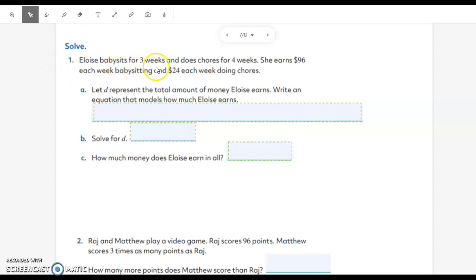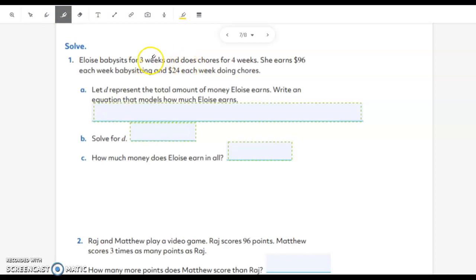Eloise babysits for 3 weeks and does chores for 4 weeks. She earns $96 each week babysitting and $24 each week doing chores. This particular question is wanting us to show our understanding in 3 steps, A, B, and C. So let's take a look at our equation.